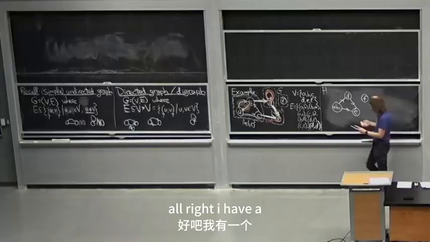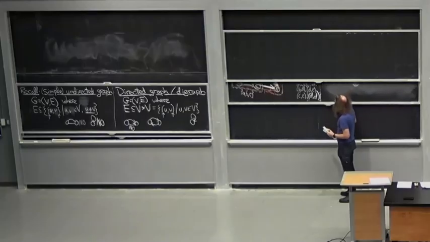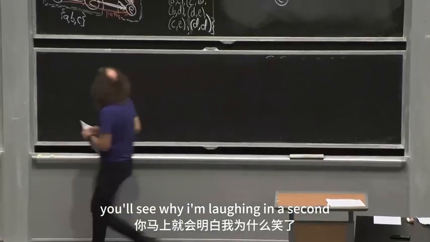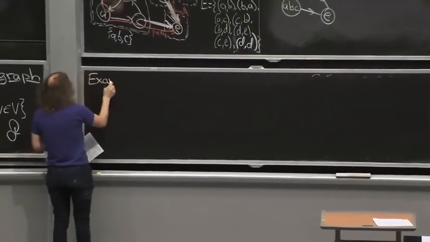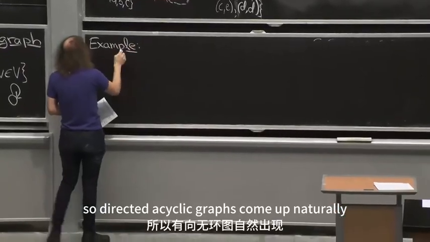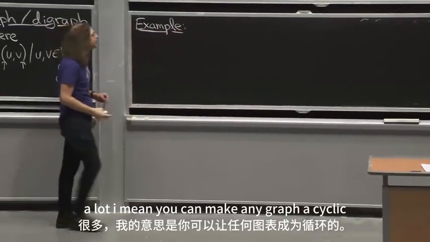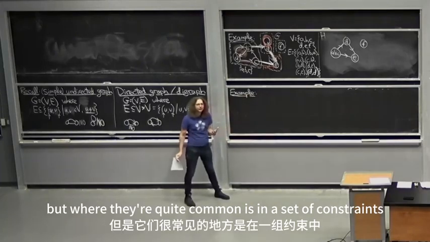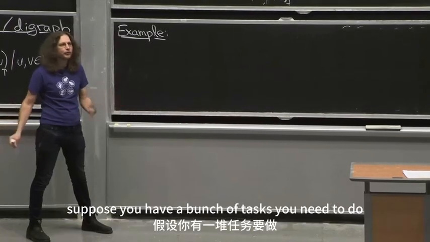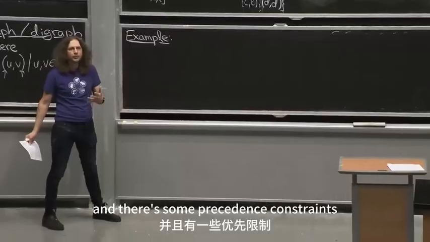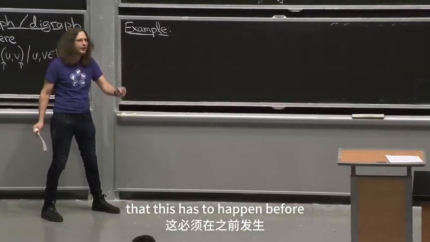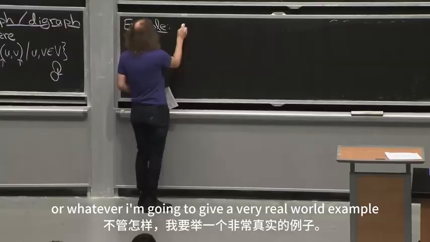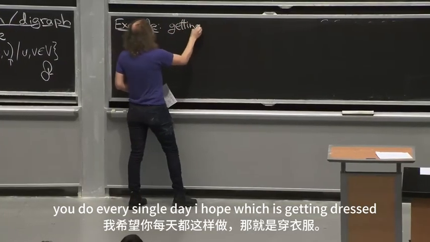All right. I have a quote practical example here. You'll see why I'm laughing in a second. So directed acyclic graphs come up naturally a lot. I mean, you can make any graph acyclic by constructing the condensation graph, but where they're quite common is in a set of constraints. Suppose you have a bunch of tasks you need to do, and there are some precedence constraints. This has to happen before that. This has to happen before that. You could imagine project management or whatever. I'm going to give a very real-world example you do every single day, I hope, which is getting dressed.